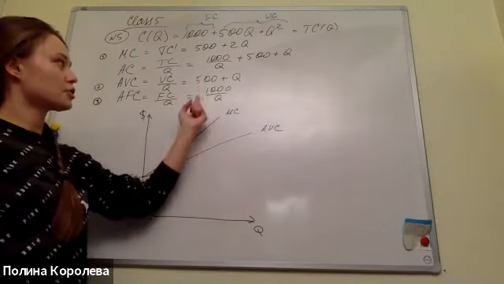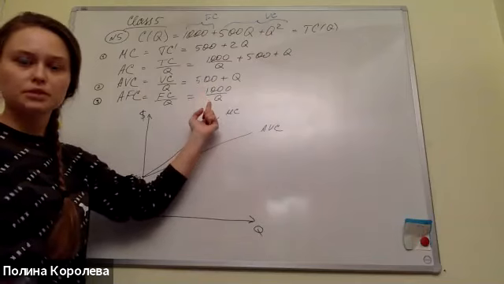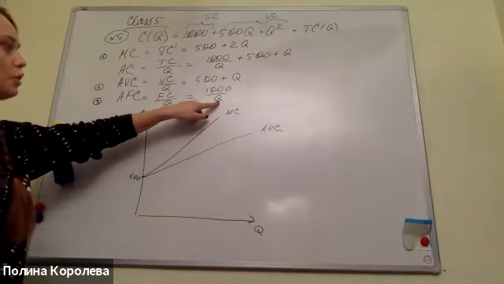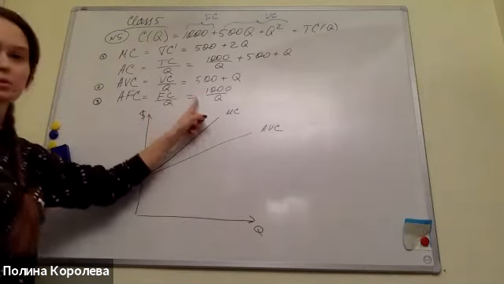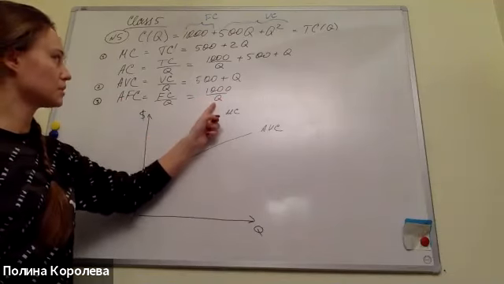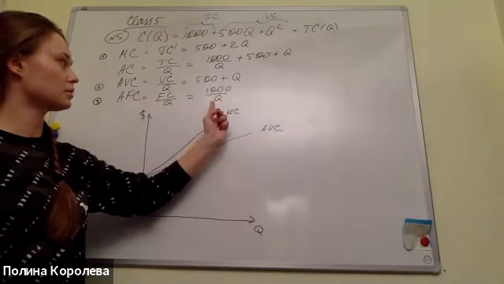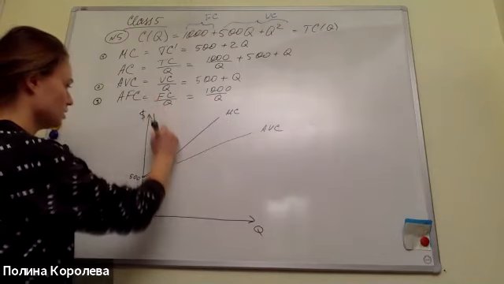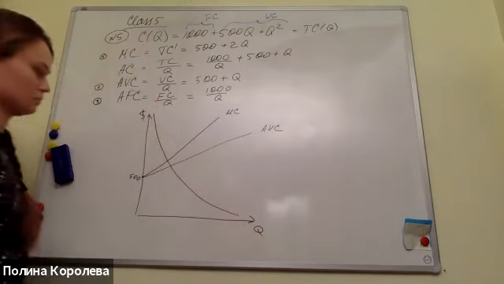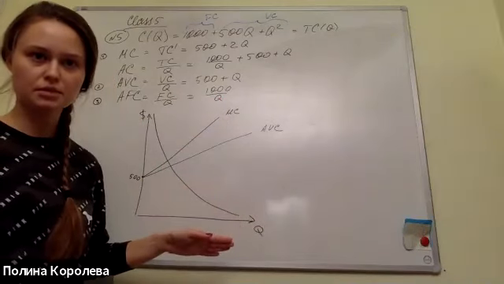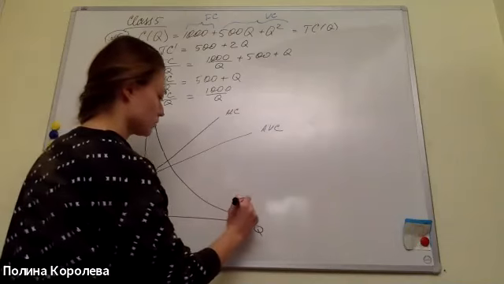What is the graph of such a function? 1000 over Q. Please tell me. Hyperbola. Yes, you know this. So if quantity is almost 0, average fixed costs are equal to plus infinity. If quantity is very, very big, average fixed costs are almost 0. So we start, for example, from infinity, and almost reach the horizontal line, but never intersect it. Okay, it's average fixed costs.